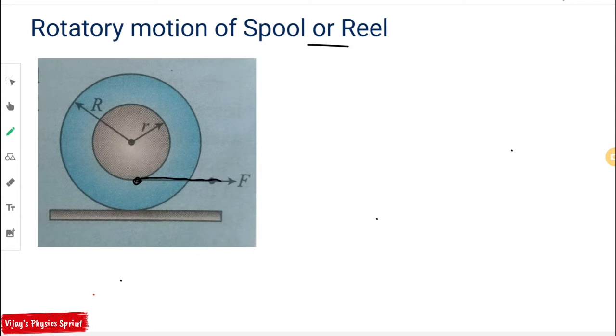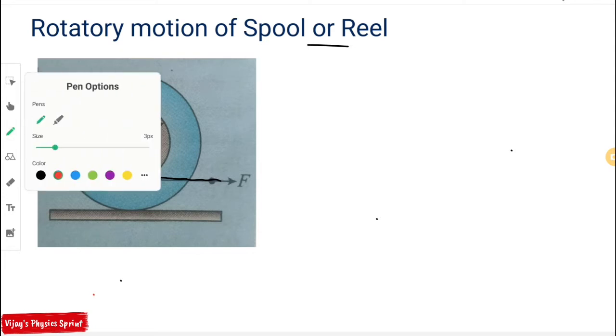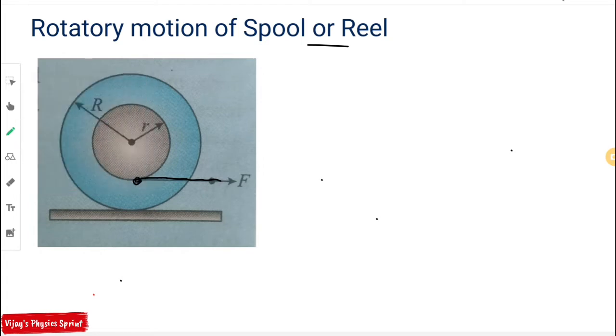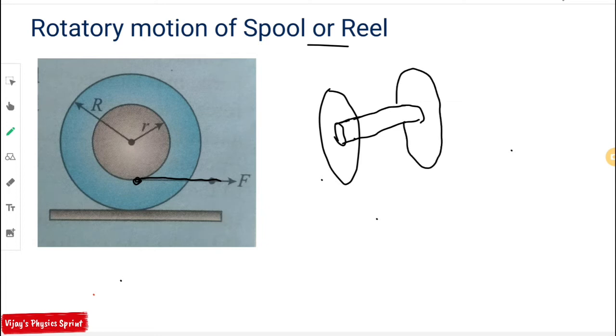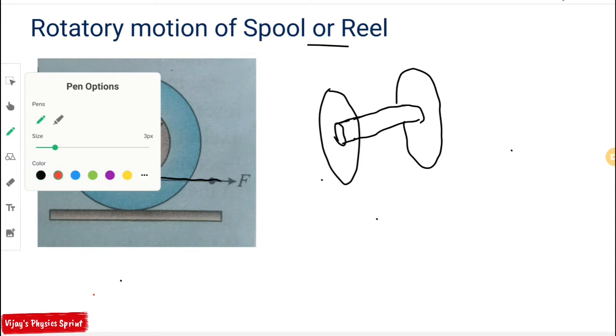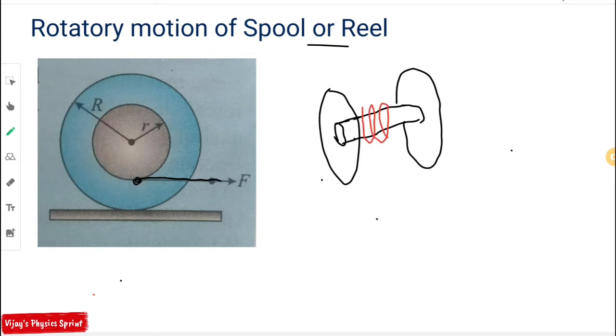Today we'll discuss the rotatory motion of a spool or reel. A spool or reel consists of two different radii. This is the actual shape of the spool, with two different radii. The inner radius is taken as r and the outer radius is taken as capital R, and a wire or thread is wound around this. Now we pull the rope from the lower end with a force F, as shown in the figure.